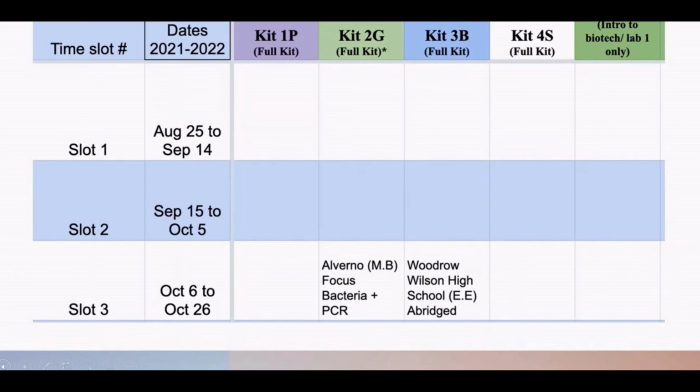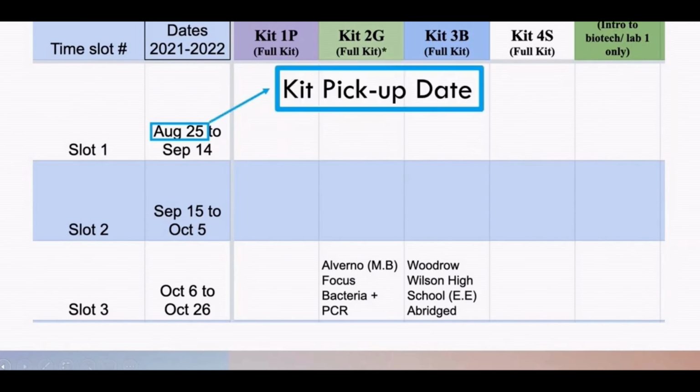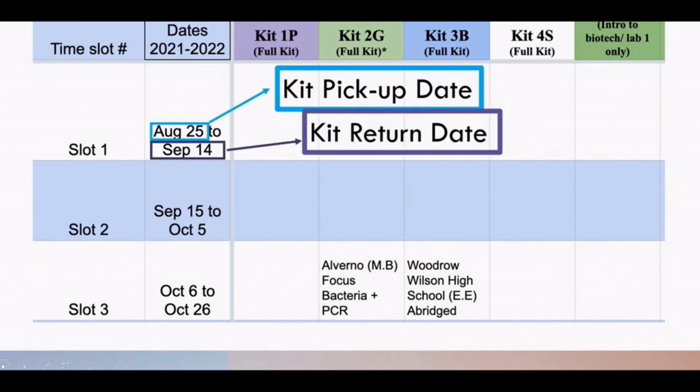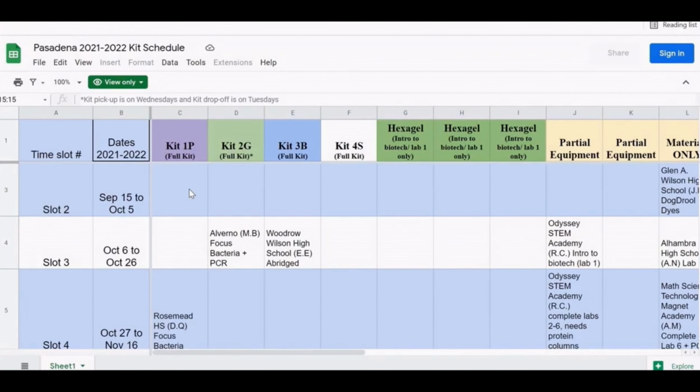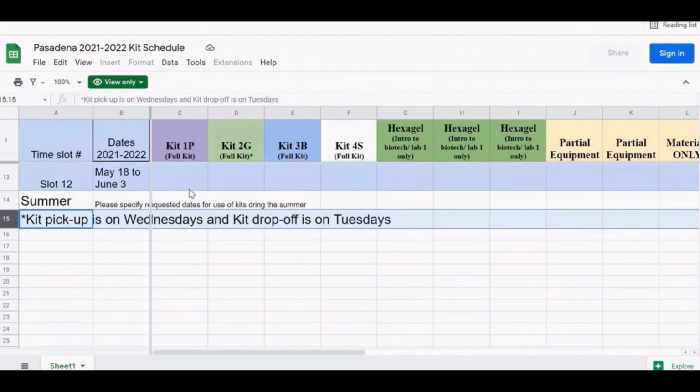On your distribution center's kit/supply schedule, the first date listed for each time slot is the day you would pick up your kit from your distribution center, and the second date is when you would need to return your kit to your ABE distribution center. The schedule for kit pickups and drop-offs varies between distribution centers. The days on which kits are picked up and dropped off are listed at the bottom of the kit schedule. For example, at this distribution center, kits are picked up on Wednesdays and dropped off on Tuesdays.